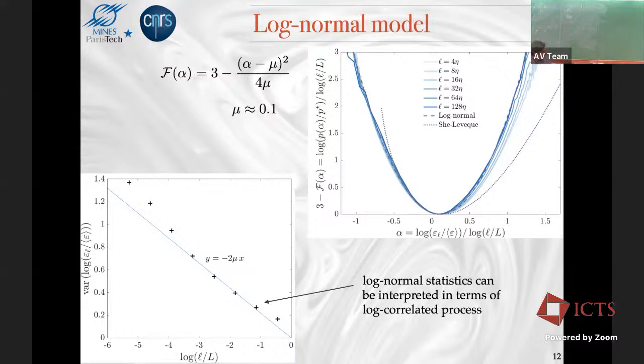And what you see here is that different colors correspond to different scales. And the dashed line which is shown there is indeed this log normal model with mu equal to 0.1, so this intermittency parameter equal to 0.1. And what you see is that it seems to be pretty good at negative values of alpha, but at very large values, it's not that good.